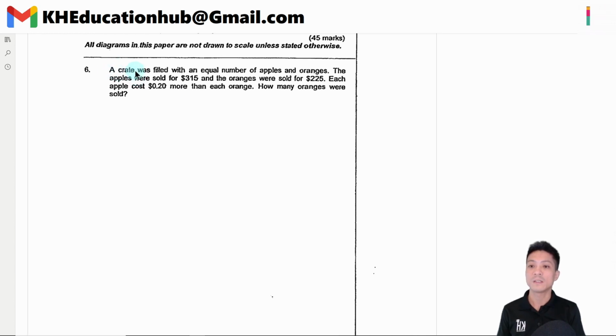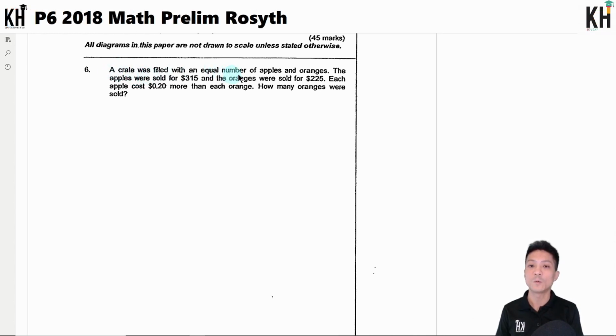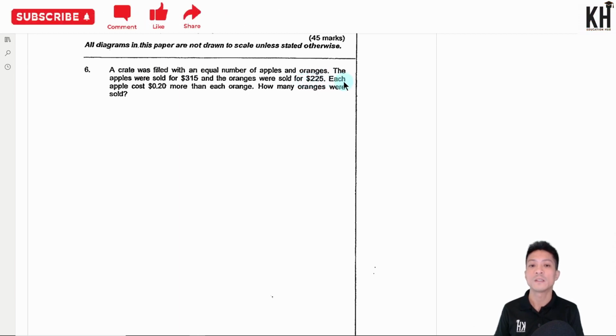Okay, question 6. A crate was filled with an equal number of apples and oranges. The apples were sold for $315 and the oranges were sold for $235. Okay, each apple cost 20 cents more than each orange. How many oranges were sold?